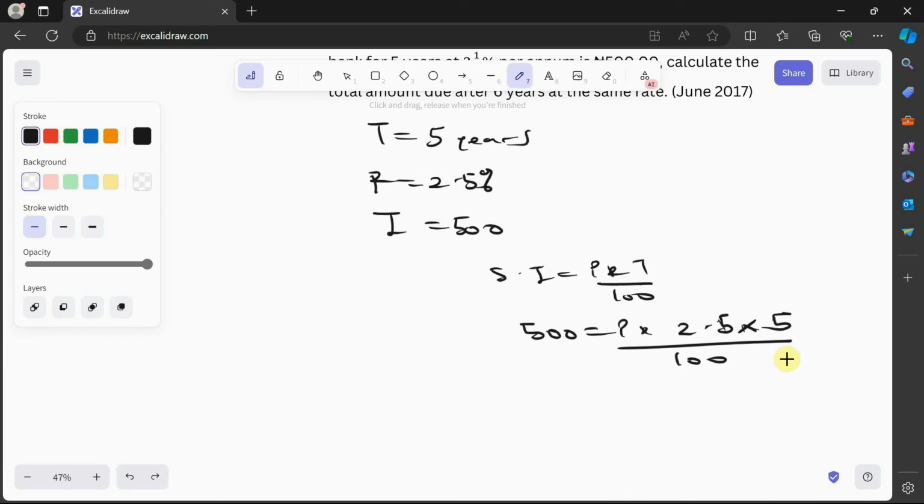So let's cross multiply. But before we cross multiply, 5 times 20 is 100, so 5 into 100 is 20. So that will be 500 times 20, then I'll divide this by 2.5. Sorry, I'm not showing that. But that means the principal that they had was 4,000 naira.